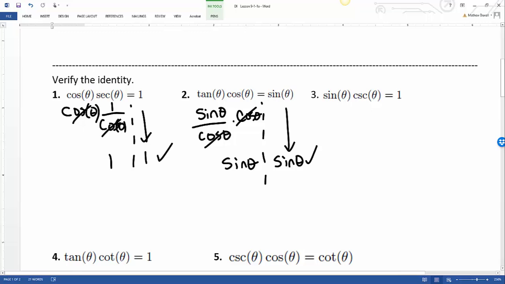On number 3, any big identities? No. Any algebra? No. Change everything to sines and cosines. Cosecant is 1 over sine. Sines cancel out, I'm left with 1.